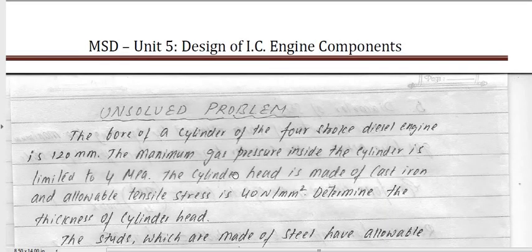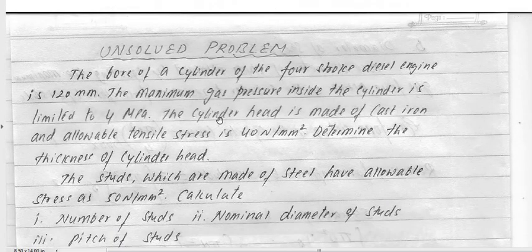Here we will see one unsolved problem based on the cylinder head. Just read the problem statement. The bore of the cylinder of a four-stroke diesel engine is 120 mm. The maximum gas pressure inside the cylinder is limited to 4 MPa. The cylinder head is made of cast iron and the allowable tensile stress is 40 Newton per mm². Determine the thickness of the cylinder head.